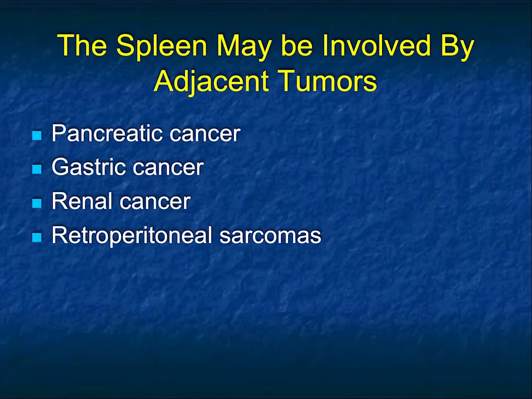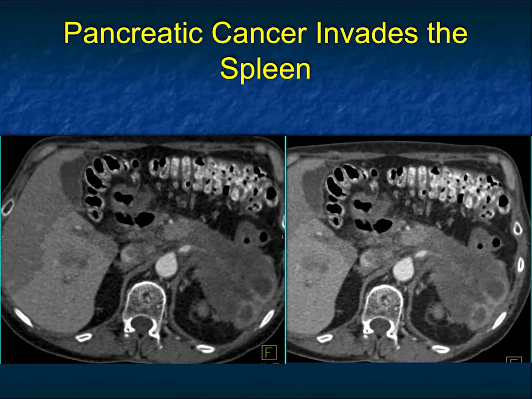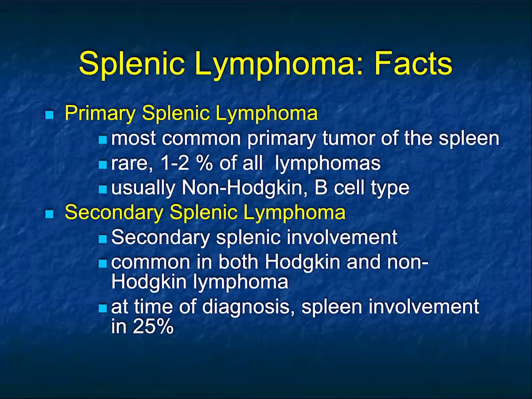I mentioned adjacent tumors a few moments ago. Here's the classic tail of pancreas mass invading the spleen. This is the reason typically when you do a distal pancreatectomy, you will take the spleen as well. The other reason, of course, is when you do a distal pancreatectomy and leave the spleen, it's not uncommon to get post-operative complications. Now, what other primary tumor can we think about?